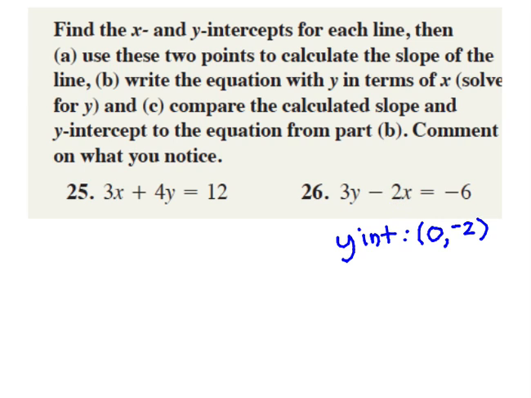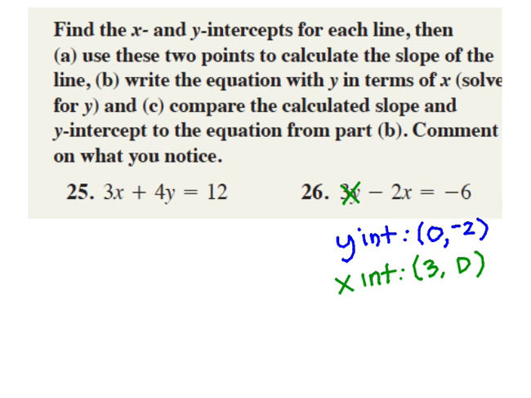if we plugged in y equals 0, this disappears now. And so we'll end up with -2x equals -6. So our x-intercept in this case is going to be the ordered pair 3, comma 0.